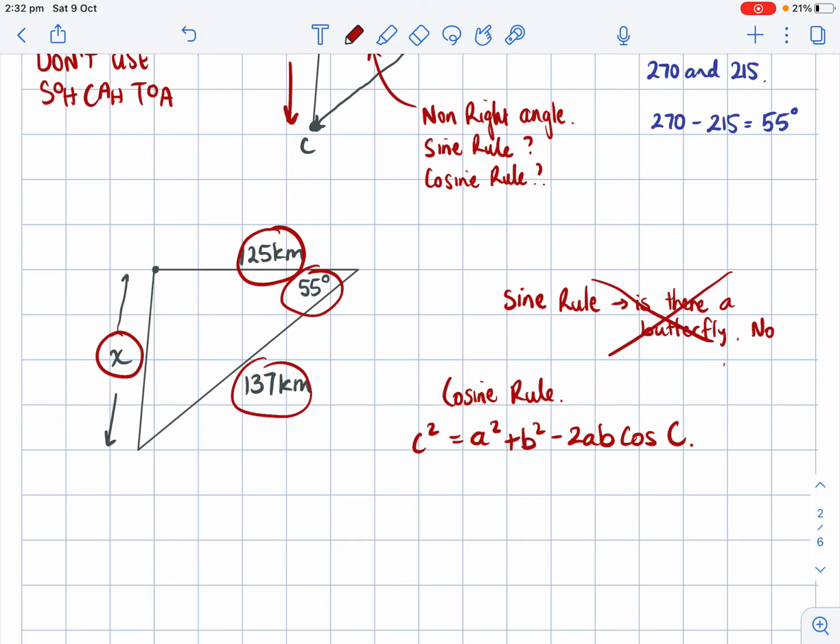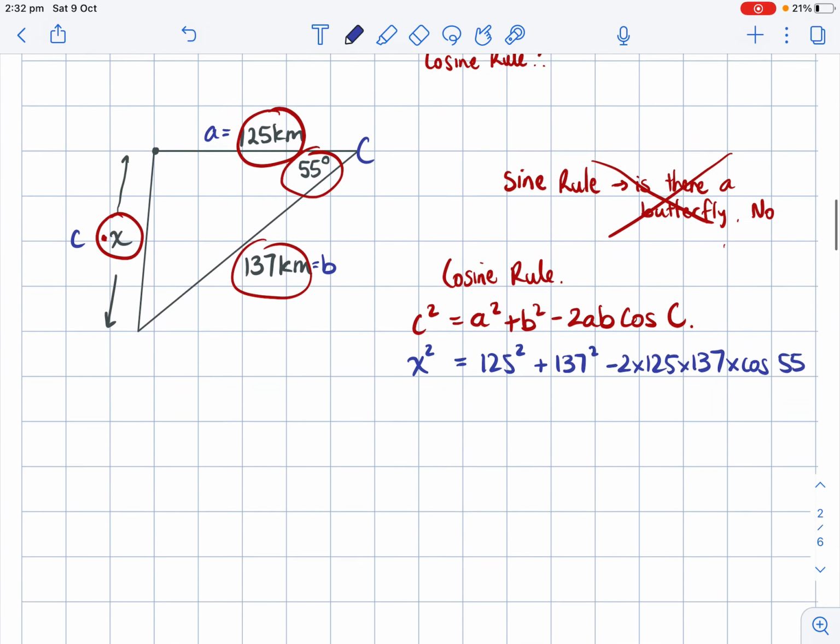Alright, so let's label our sides. We want to try and find x over here. So I'll make that the c value. Let this be c, so that's capital C. Let this one be a, and let this one be b. It doesn't matter which one you make a or b; it won't change a thing. Substitute, so c is x, a is 125, b is 137: 2 times 125 times 137 times cos of 55 degrees.